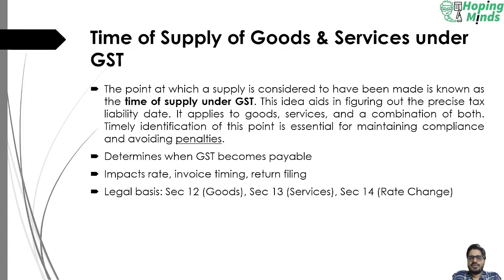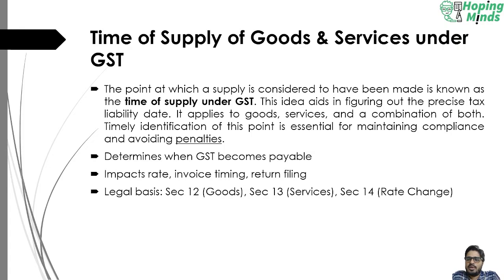So what is time of supply under GST? The point at which a supply is considered to have been made is known as time of supply under GST. This idea aids in figuring out the precise tax liability date. So in simple words, we can say the time of supply in GST refers to the time when goods or services are considered supplied by the supplier. By establishing the time of supply, we can calculate the due date of our GST payment. We can ensure that we remain tax compliant.